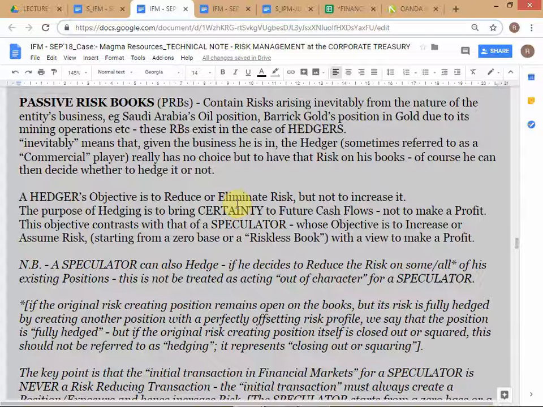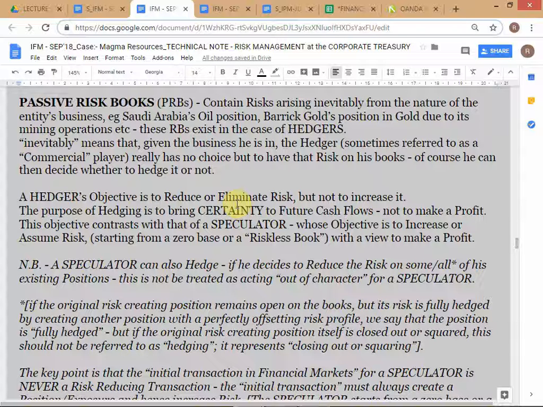So passive risk book is what you see in the case of this Magma Resources balance sheet. Now this company is not in the business actually of, I don't know if you've heard this idea before in M&A. Have you heard this idea that the main reason for operating companies is to basically extract the efficiencies from the value chain? Yes. All these ideas you've heard?